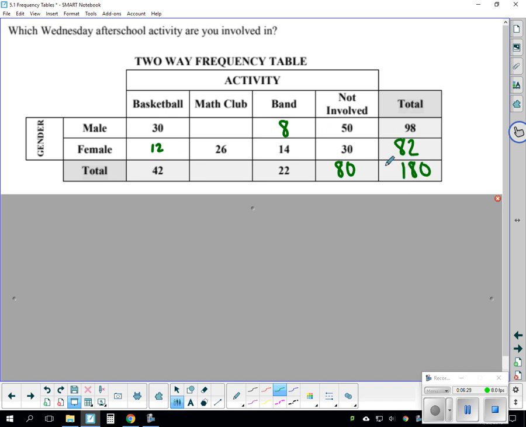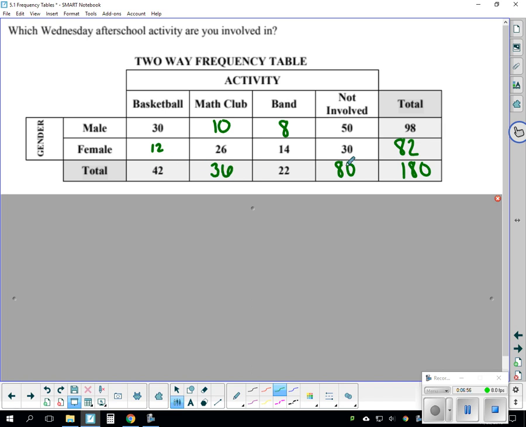Okay, now I got to work across the rows. So in this top row, I have a total of 98, but I would need to subtract what I already know. I already have 30. I already have 8. So minus 8, and then minus the 50 that's already there. Means that there must be 10 people right here.